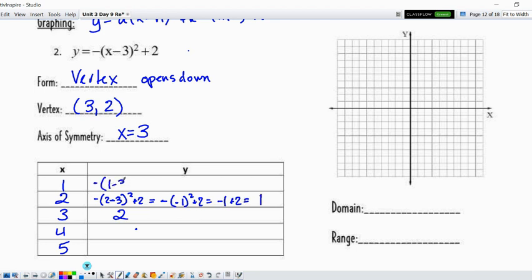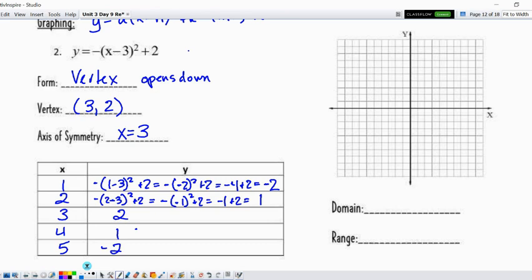Now we're going to plug in our 1 value. And again, PEMDAS, we're going to square the -2 first. That gives us -4 plus 2, or -2. Using symmetry then, we know that this side should be (1, -2) and this side should be (5, -2).